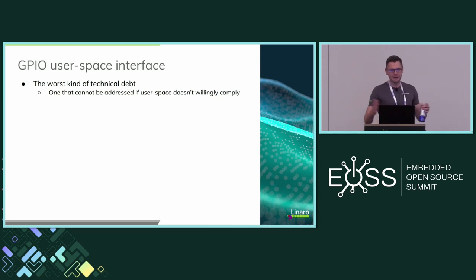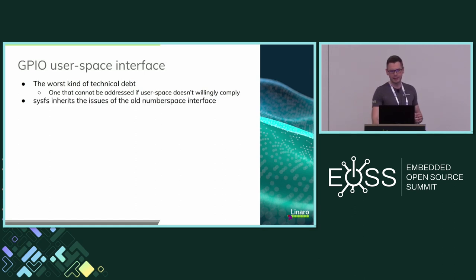And the worst kind of technical debt is when you accrue technical debt in your programming interfaces, but the really worst kind in the kernel is the one that you expose to user space. As long as you have something in the kernel, you can go and fix the instances where it's used and then kill the interface. In user space, it doesn't work like this. This kind of technical debt cannot be paid back if user space doesn't comply.